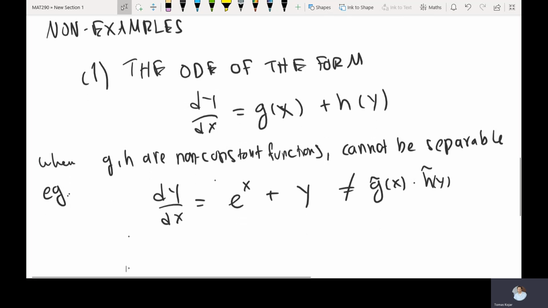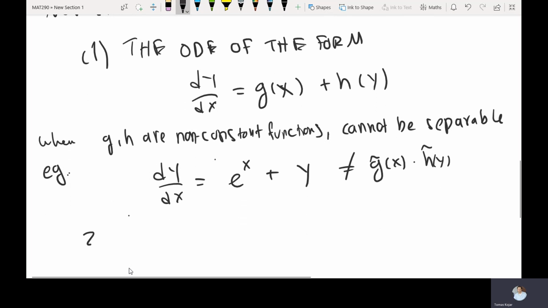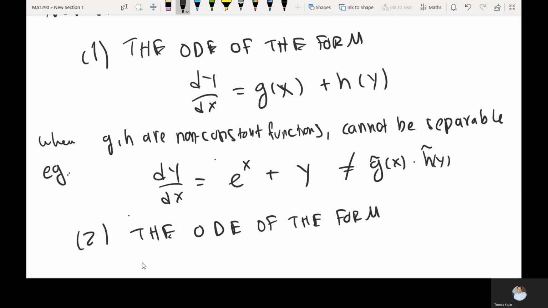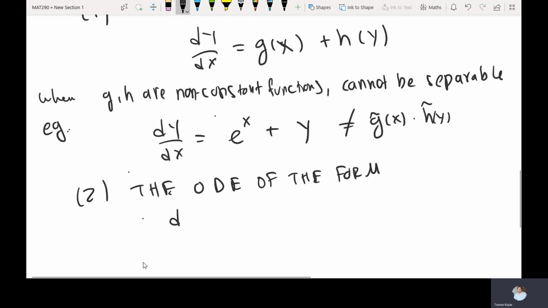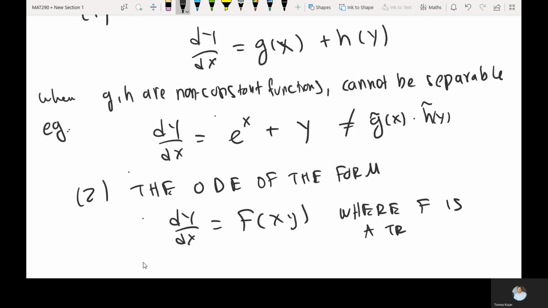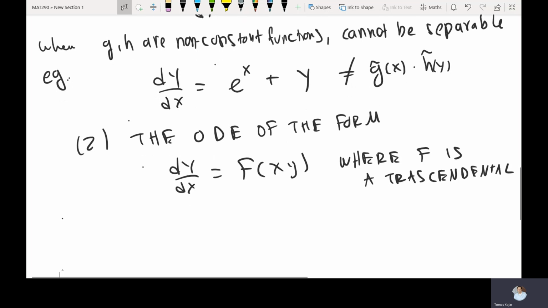Okay. Another example are ODEs of the form dy/dx equal to f of xy, where f is a transcendental function. So there are many examples of this that are not separable. So let's see some examples.